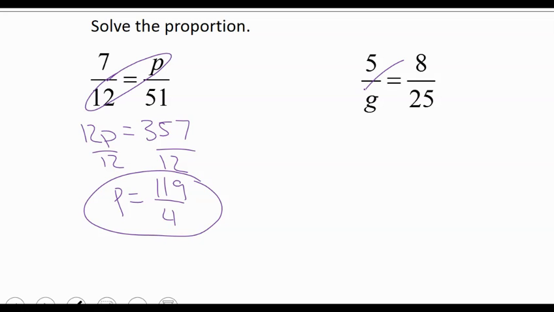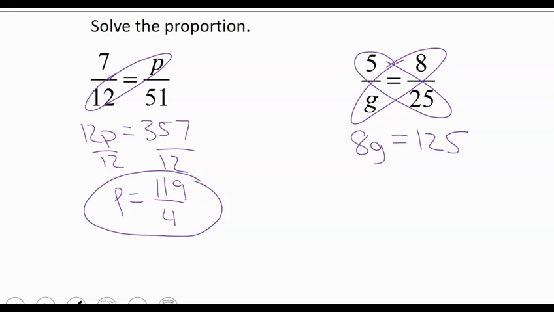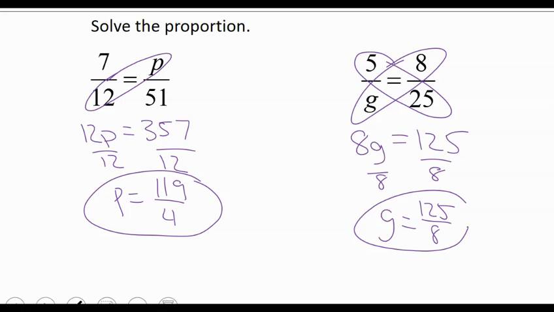My first cross product here is G times 8, but I'm going to write that as 8G. Always put the number before the variable. Then my other one is 5 times 25. That's just 125. So now you can see I just have 8G equals 125, a pretty easy one-step equation. Just divide both sides by 8. I get 125 divided by 8. That is going to come out to 15.625. I'm going to turn that into a fraction. I believe it's just going to stay 125/8. Remember, you can leave it improper.